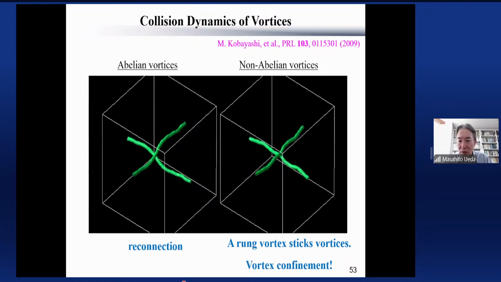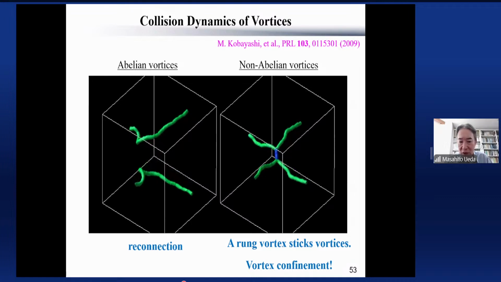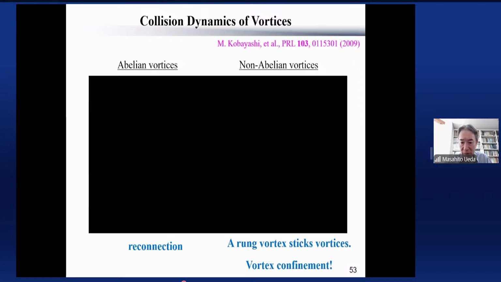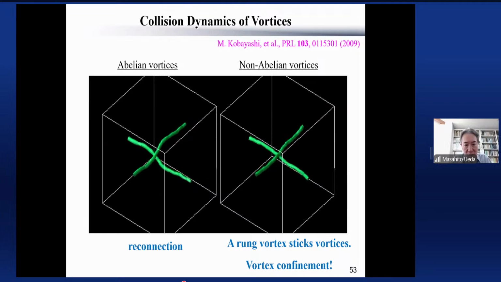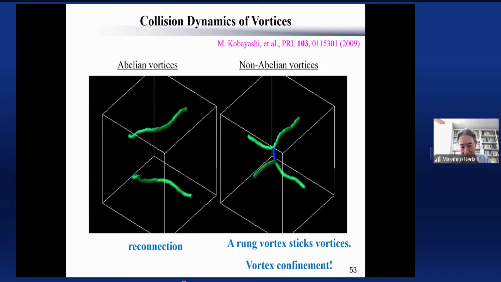So this panel illustrates the collision dynamics of vortices. For abelian vortices, when they collide, they reconnect. But for non-abelian vortices, when they collide, they actually form a rung structure. And they will never reconnect or detach. So let me show again. When they collide, they form a rung structure, and they connect the 2 vortices together, and they will never detach. So this is a kind of vortex confinement, like in QCD.